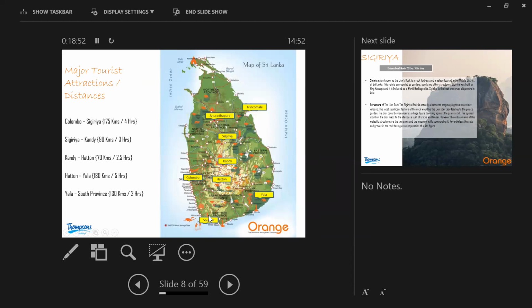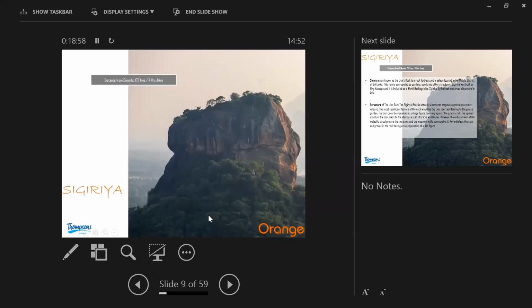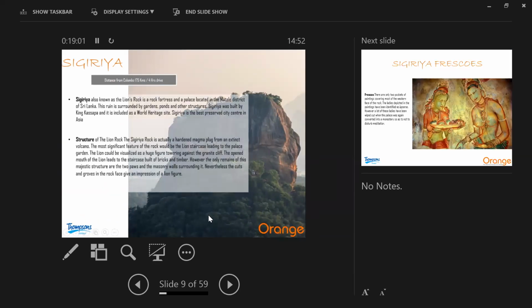So I've just done this presentation based on the itinerary format. I will skip Sigiriya at the moment because I'm going to run you through Anuradhapura first.